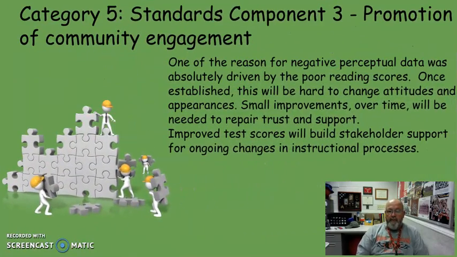Standards component 3, promotion of community engagement. One of the reasons for the negative perceptual data was absolutely driven by the poor reading scores. Once established, that attitude or that perception is going to be hard to change. Small improvements over time will be needed to repair the trust and support. Improved test scores will build stakeholder support for ongoing changes in the instructional process.